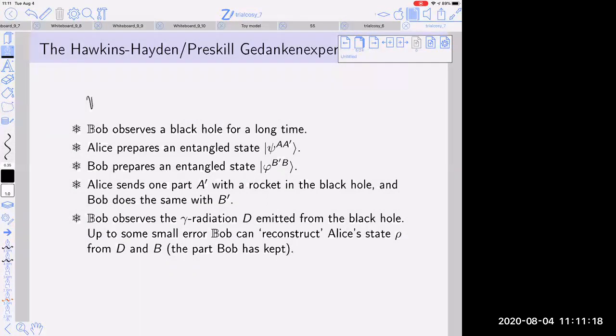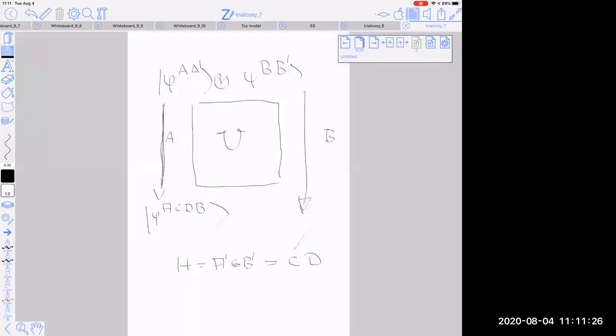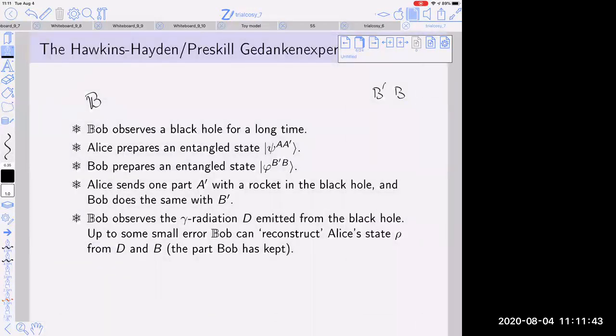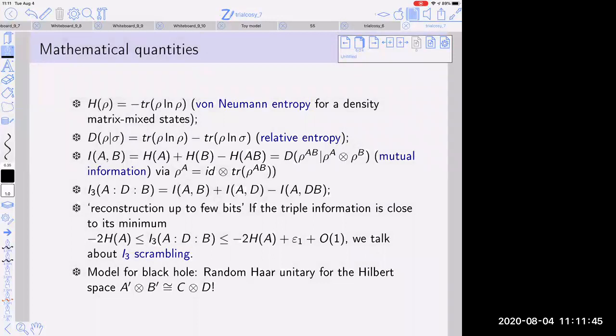And Bob has this double B because he's not only the B or B prime component, because he really has to look at these parts together, D and B. So he has to observe what happens before, and he has to prepare the state in advance. So this is a very large requirement if you want to do this physically. Anyway, so I have some mathematical quantities which we use to measure the statements which I'm talking about. So I will get them out of the way.